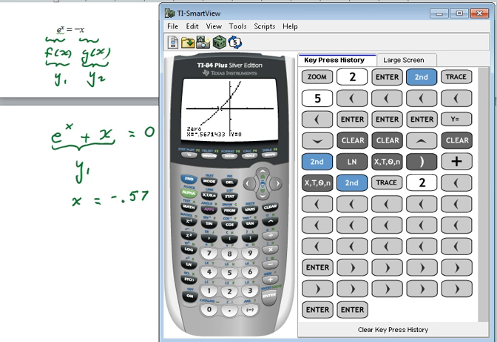You can use either of those methods, either the intersect method, where you enter 2 functions into your calculator, or you can set one side of the equation equal to 0 by moving your terms all to one side and use the 0 feature.